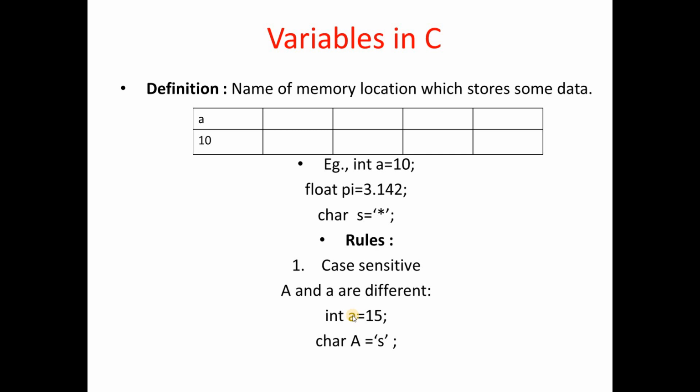Both contain different values. They are not similar, and they do not refer to the same memory location, because our C language is a case sensitive language. That means capital A's meaning is different, and small a's meaning is different. They are not the same. So if you declare a small a variable of integer type, then you can hold the value 15 in that variable, and if I want to store the character A in some memory location, I declare a capital A variable. Both refer to different memory locations, not the same memory location, and this is our first rule to declare variables. Variables are case sensitive. I hope you understood the first rule.